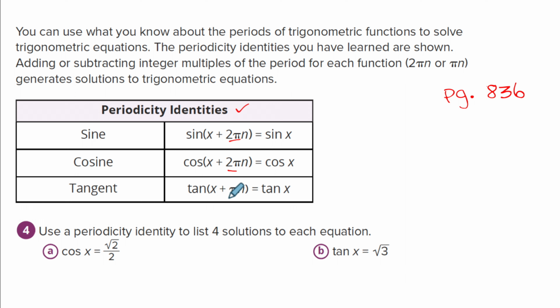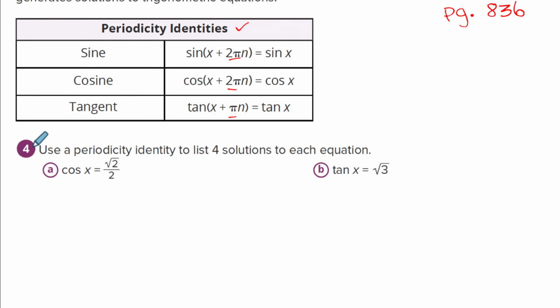Remember that sine and cosine repeat every 2 pi. Tangent repeats every pi. So you could just add a pi to your answers for tangent, and it's going to be another solution, as long as you're still within the domain of all the real numbers. So let's figure out these. Use the periodicity identity to list 4 solutions to each equation. So let's do the cosine of x equals radical 2 over 2.